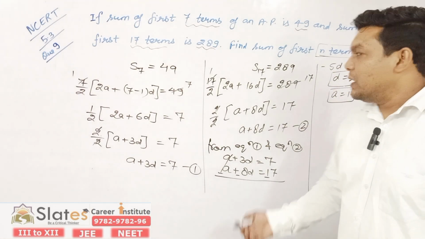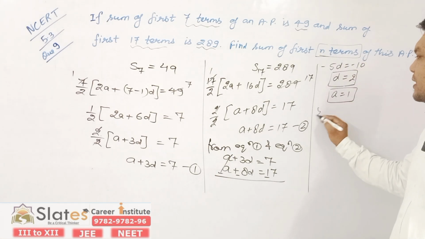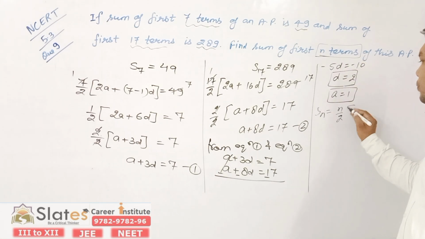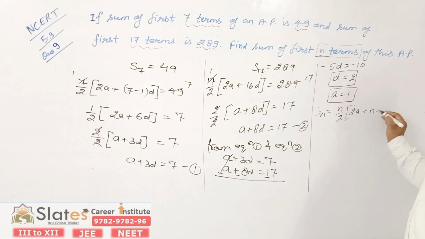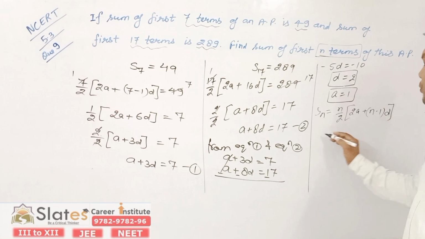Now we have a and d. Now we can find the sum of first n terms. It is Sn is equal to n upon 2 bracket 2a plus n minus 1 into d. Just put the values.